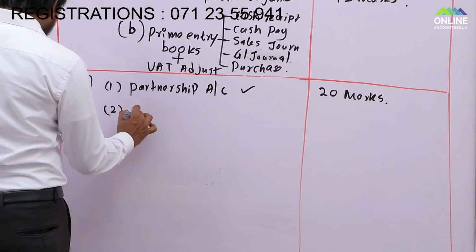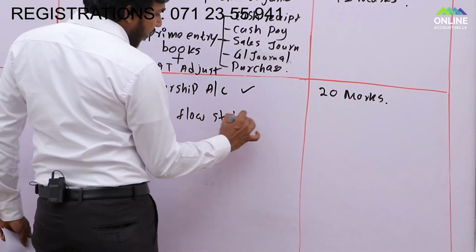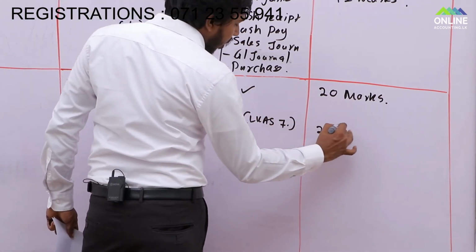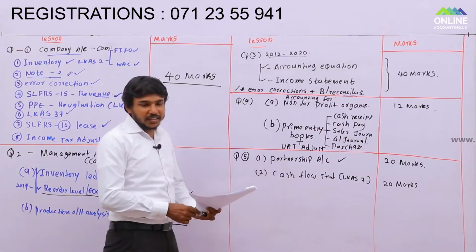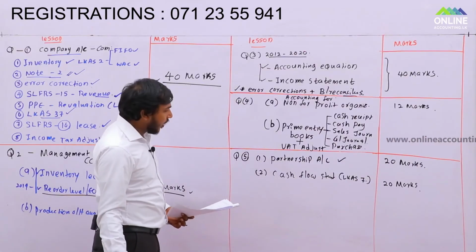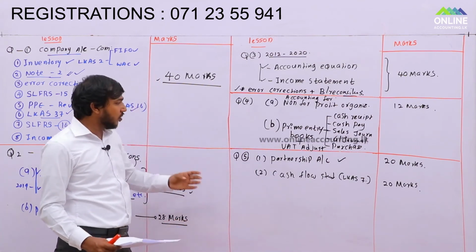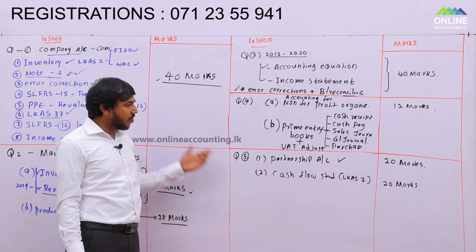Then the second one was cash flow statements. Basically this is also an accounting standard, LKAS 7. For this also it was 20 marks. This was also tested for 20 marks, right? So this cash flow statement is already uploaded on our website, onlineaccounting.lk. The cash flow statement is already uploaded.